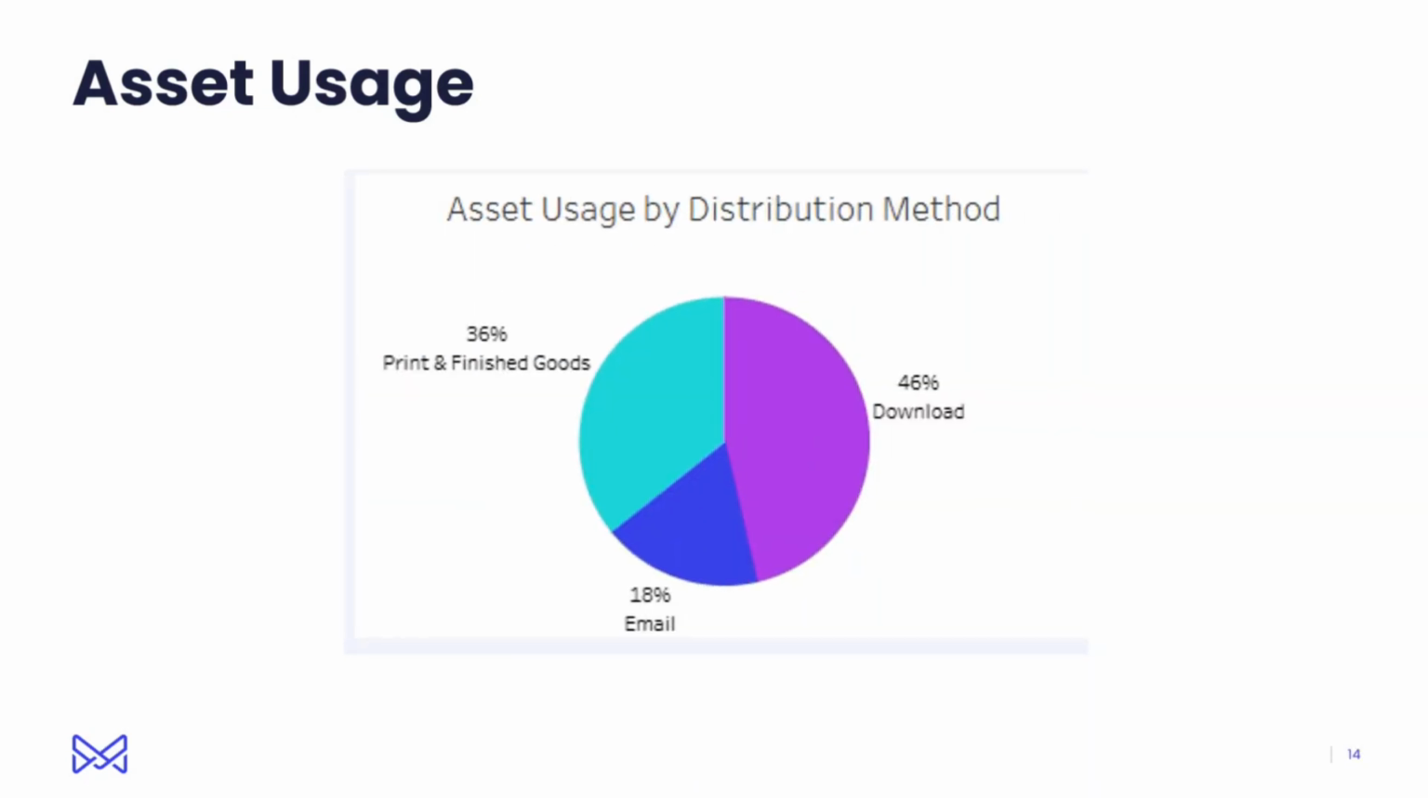I can also see which distribution methods are most popular. So here it looks like my users did download the assets the most. However, print was also pretty popular. However, if you did see a big difference in print and download, and you saw that most users are downloading the content, this could tell you that you may want to focus on adding more digital content for your next campaign.